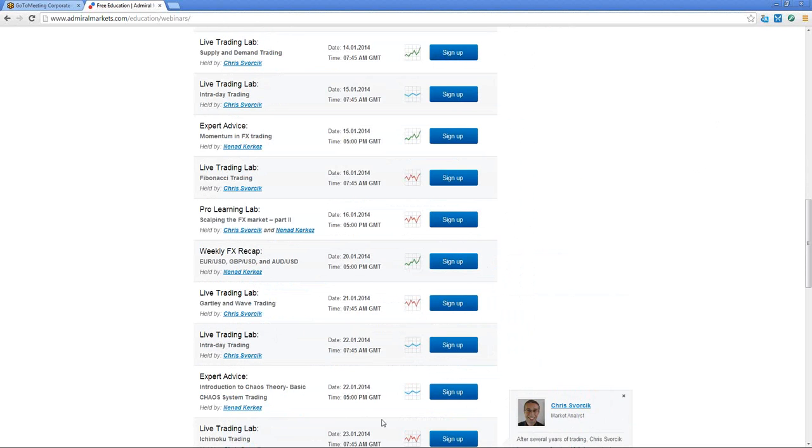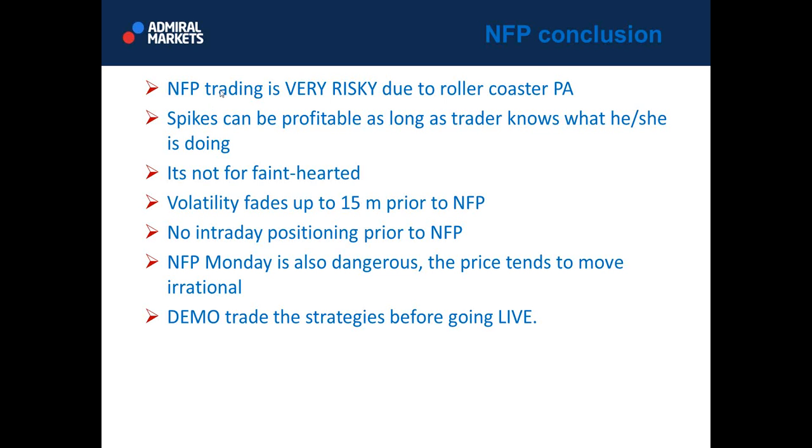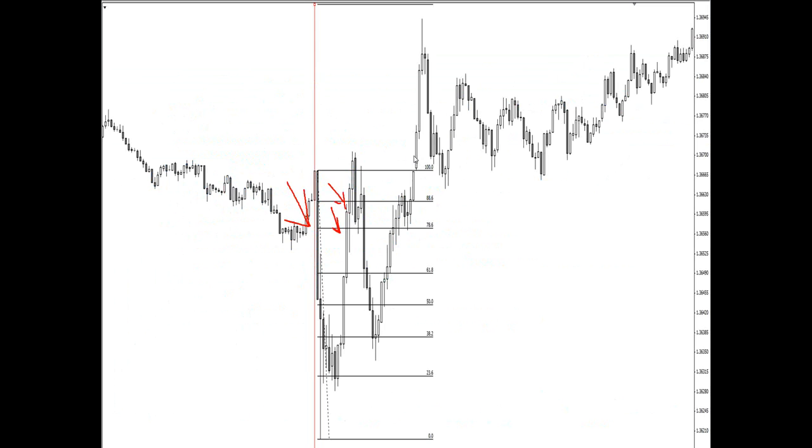So thank you guys. If you don't have any questions, thank you for listening to me. Thank you for your attention. This is the way how I traded NFP, and this is the way how you should try to trade it, demo trade it before going live, okay?